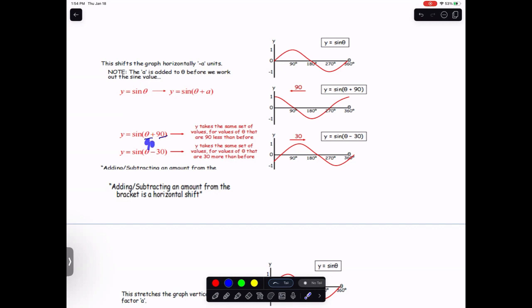So here we have 90 minus 30. So you have sine 60 degrees. So you have this graph here for y equals sine theta minus 30 degrees. Adding and subtracting any amount inside the bracket, we call it a horizontal shift. So the graph moves in a horizontal direction. That is if any value is added to your theta, to your angle in the bracket.